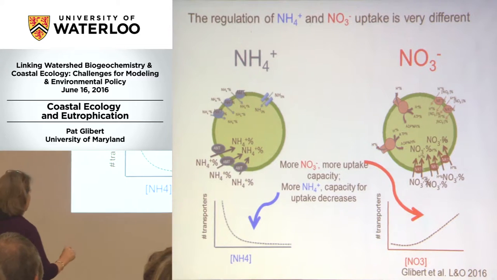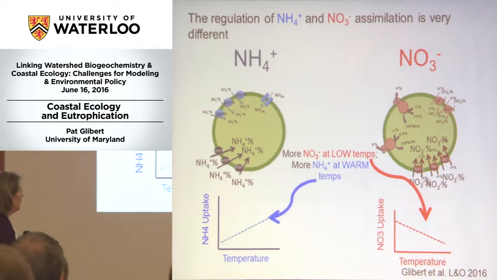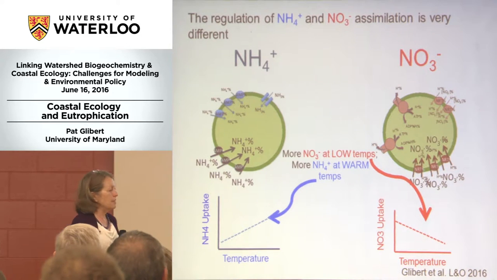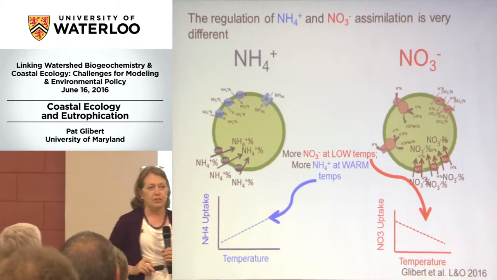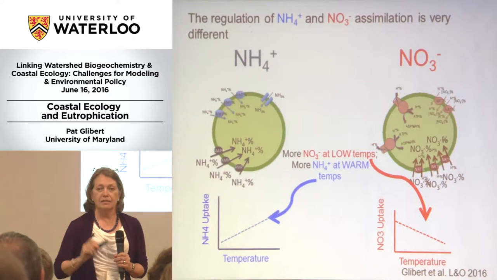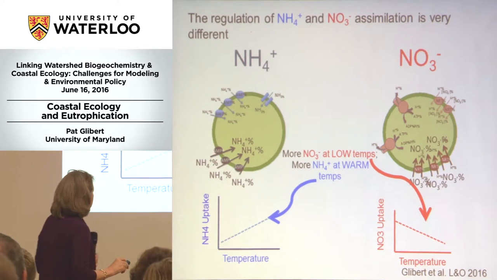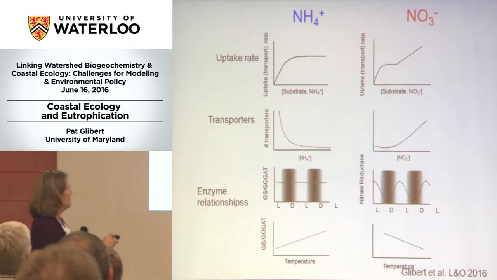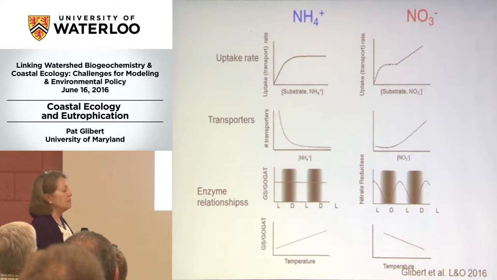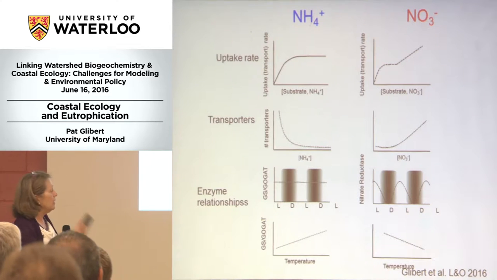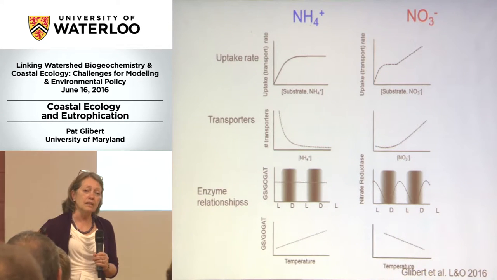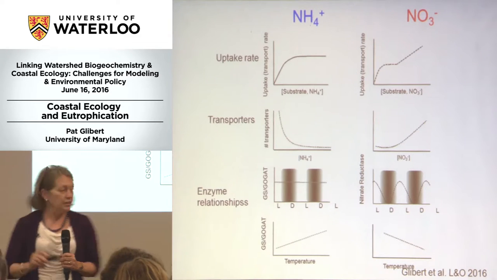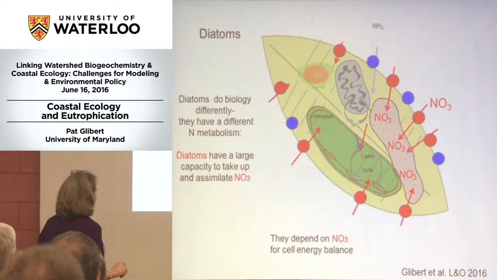Difference number one. Difference number two, ammonium uptake increases with temperature, nitrate uptake decreases with temperature. So we have a second difference in metabolism. And we can look at all of these differences. There's also a time of day difference. The end result is that cells metabolize nitrate very differently than they do ammonium.